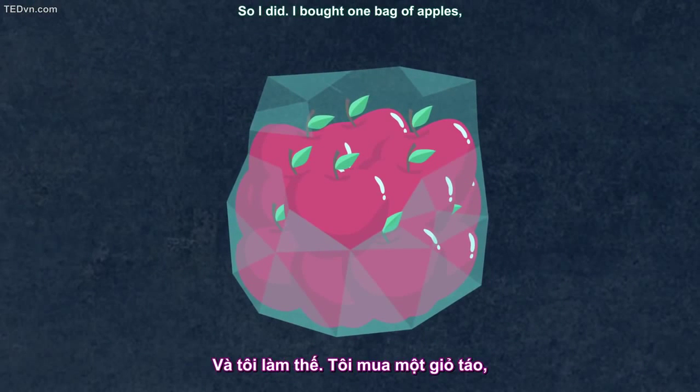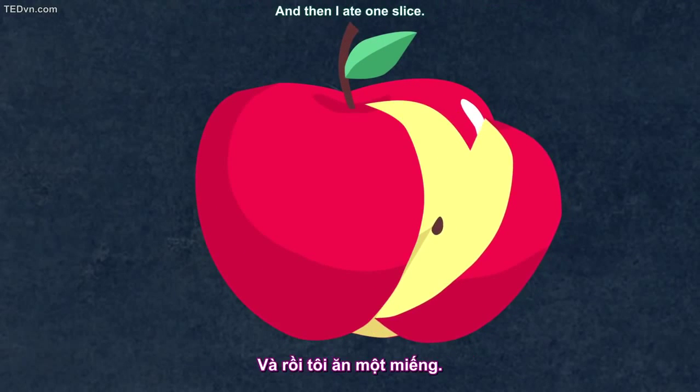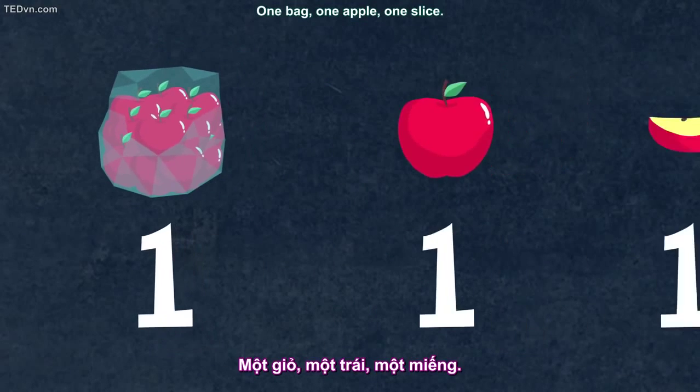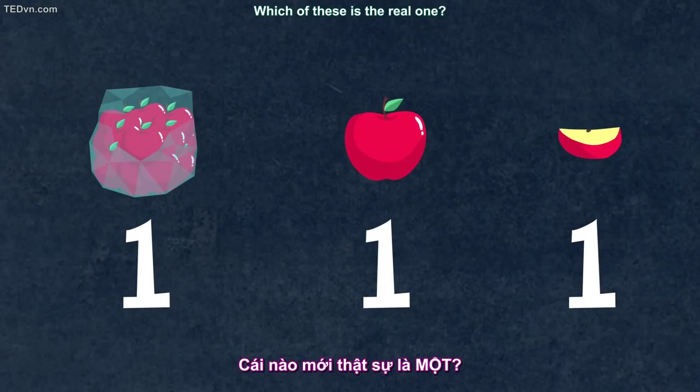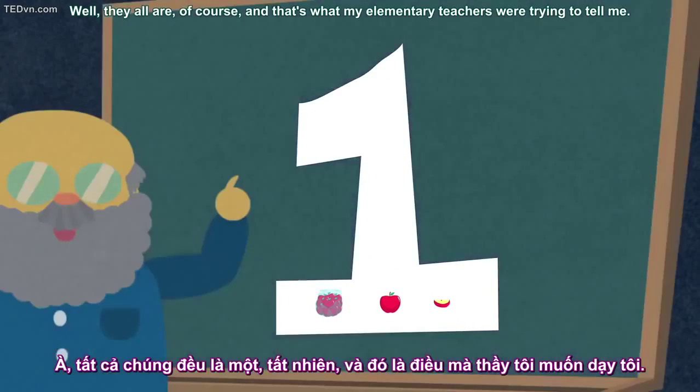So I did. I bought one bag of apples, I took it home, I took one apple out of the bag and I cut it up. And then I ate one slice. One bag, one apple, one slice. Which of these is the real one? Well, they all are, of course, and that's what my elementary teachers were trying to tell me.